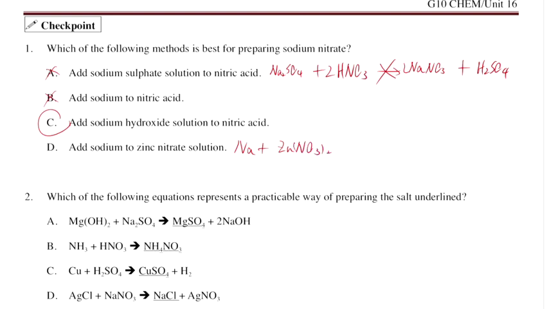So first of all, sodium is more reactive than zinc. So maybe some of you expect a displacement reaction to take place. However, remember, zinc nitrate is in solution, so it's going to have water. So the sodium will actually react with water as well. So it will not give you the pure product that we want. Okay, so again, it's not a practical method to make sodium nitrate.